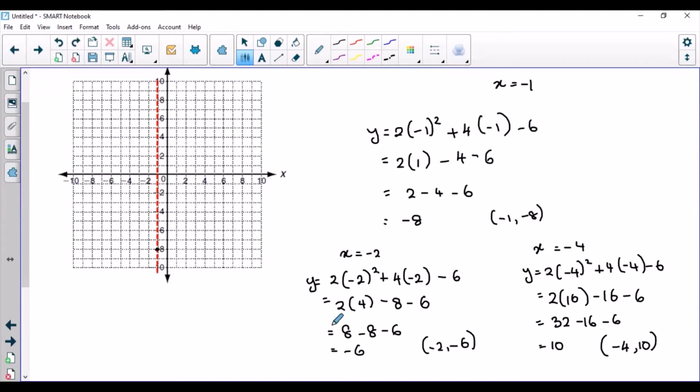So let's draw these points now. We already drew the vertex. This is the vertex which we already drew. Negative 2, negative 6 is here. So reflect it along the axis of symmetry. The distance between the point and the axis of symmetry is just 1 unit. So the reflected point will be right here. The next point we got was negative 4 and 10. So negative 4 is here. 10 is right here.